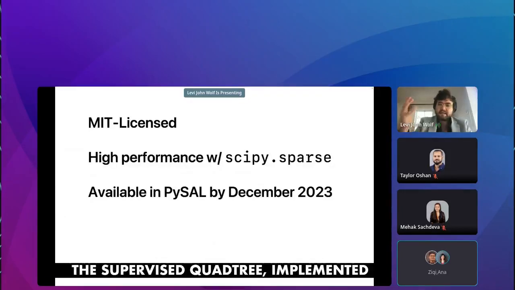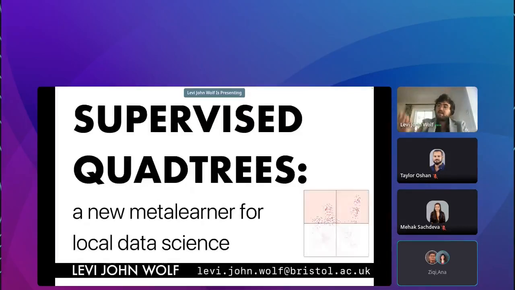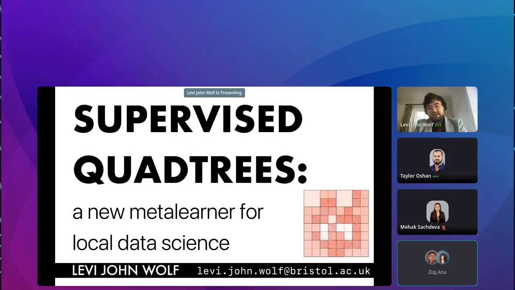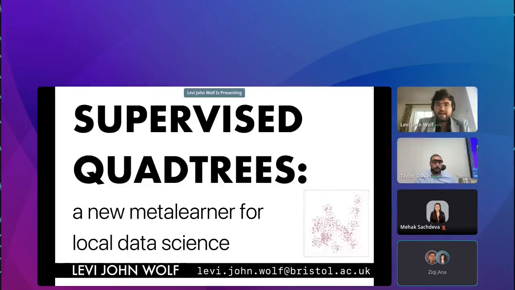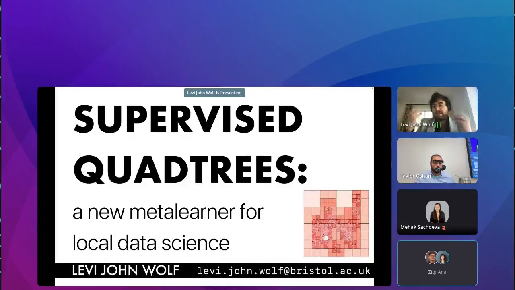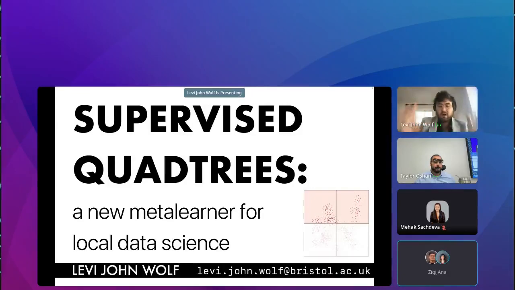It'll be MIT licensed, it'll be released in PySAL with a publication coming along, and it's very high performance. So I'm sorry that I don't have more time to discuss the concept. I didn't realize that I was running that short. But yes, supervised quadtrees are a good way for you to incorporate either clustering or regression as a meta-heuristic if you want to have an online, updatable local regression.